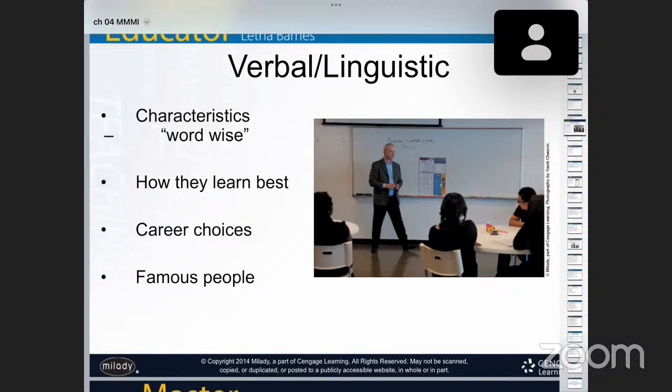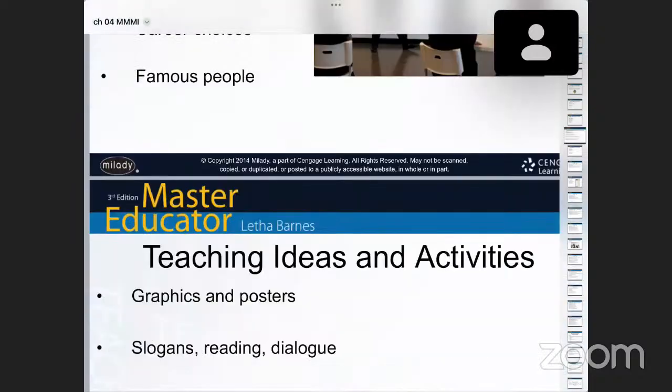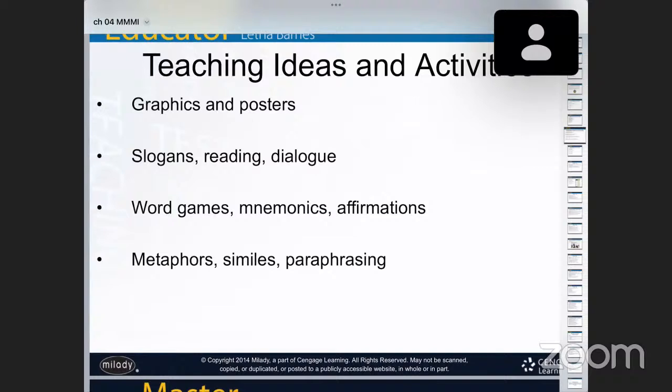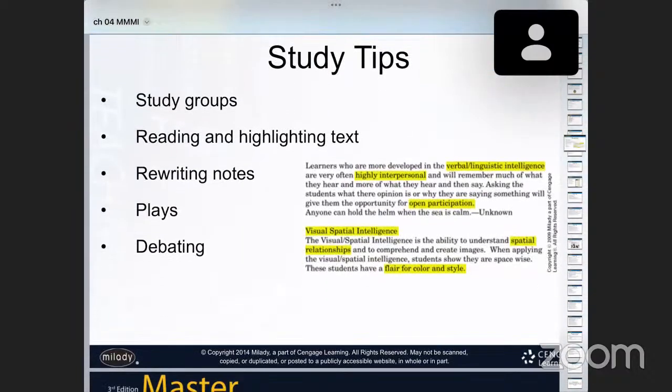Career choices, famous people, okay? This person is just verbal. They like words and they are going to be there early for your presentation. They're probably also a note taker. Okay. When you have verbal students, you got some teaching ideas. You're going to use graphics and posters, slogans, word games, affirmations, metaphors, and paraphrasing. Those are just some activities for that person.